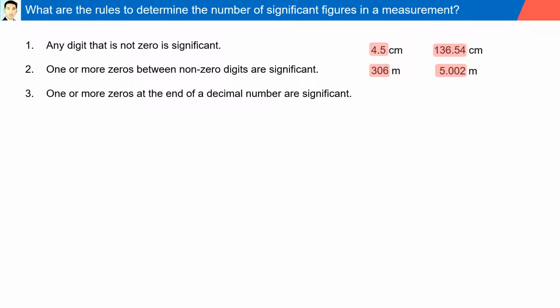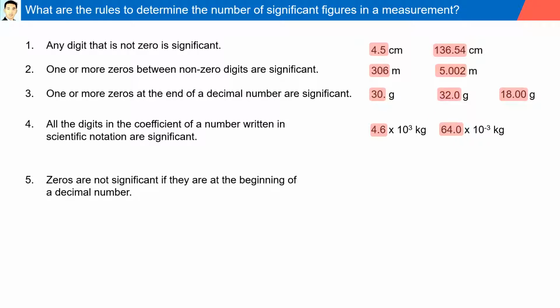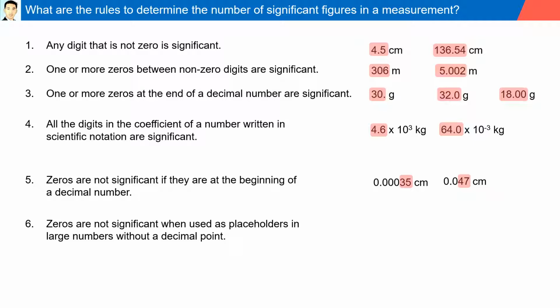3. One or more zeros at the end of a decimal number are significant. 4. All the digits in a coefficient of a number written in scientific notation are significant. 5. Zeros are not significant if they are at the beginning of a decimal number. 6. And zeros are not significant when they are used as placeholders in large numbers without a decimal point. These are the 6 rules to identify significant figures in a measurement.